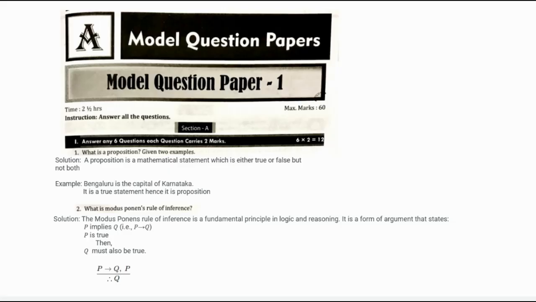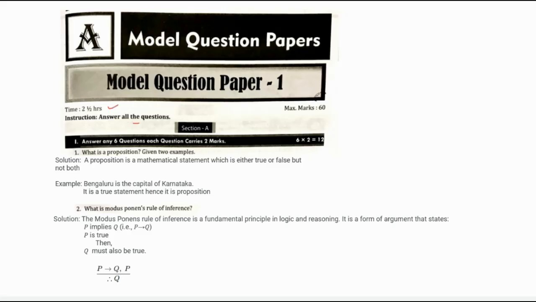Today I am here to solve model question paper 1 of Discrete Mathematical Structures, second semester BCA, NEP syllabus, BNU. We are going to solve the question paper which carries 60 marks. The time duration of the question paper is 1.5 hours and we have to answer all the questions.